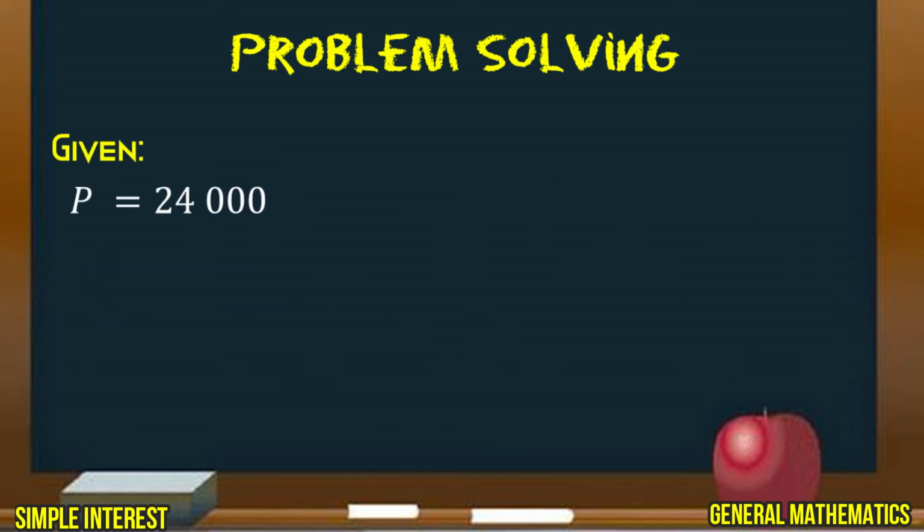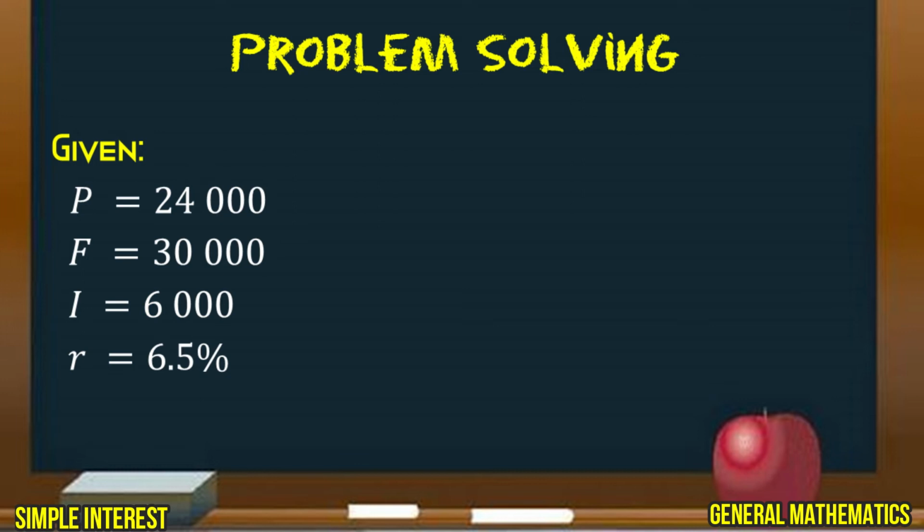So P is equal to 24,000, F is equal to 30,000, and I is equal to 6,000. You might be wondering, how did we get an interest of 6,000? Since 24,000 has increased to 30,000, then 6,000 was added to 24,000. Or just simply subtract the principal from the future value to get the interest. If R is equal to 6.5% or 0.065, what is T?